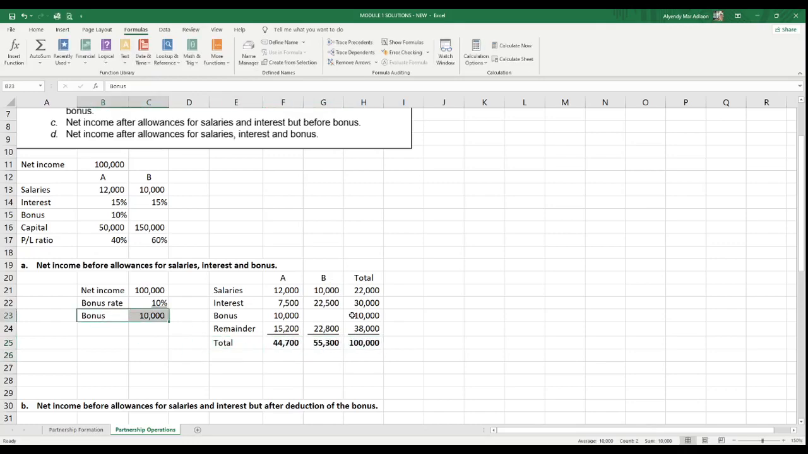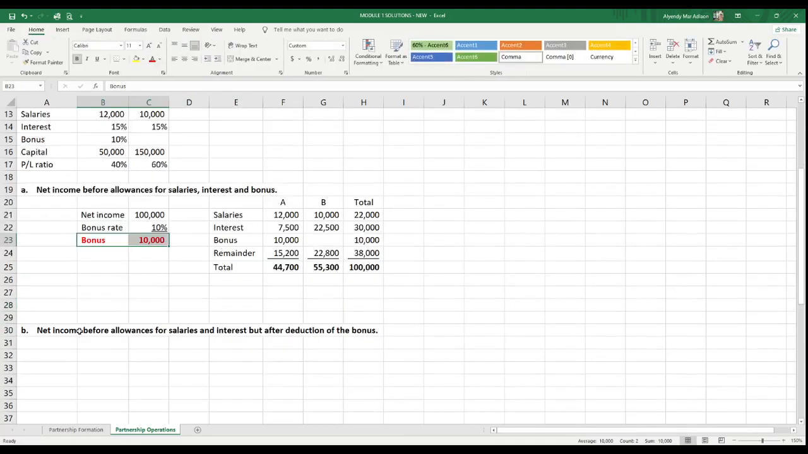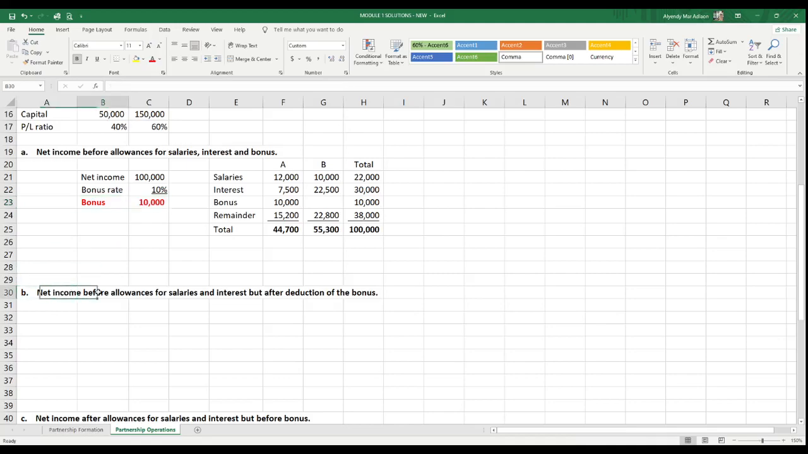Take note that here the bonus is 10,000 pesos. Now, how about the second one? For the second one, we have net income before allowances for salaries and interest, but after the deduction of the bonus. So, we will not deduct the allowances for salaries and interest, but we will deduct the bonus. So, how are we going to do that?